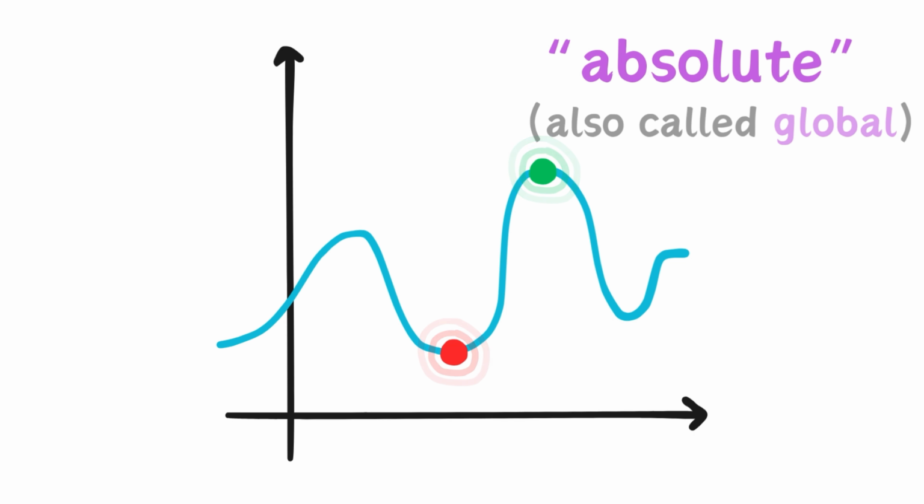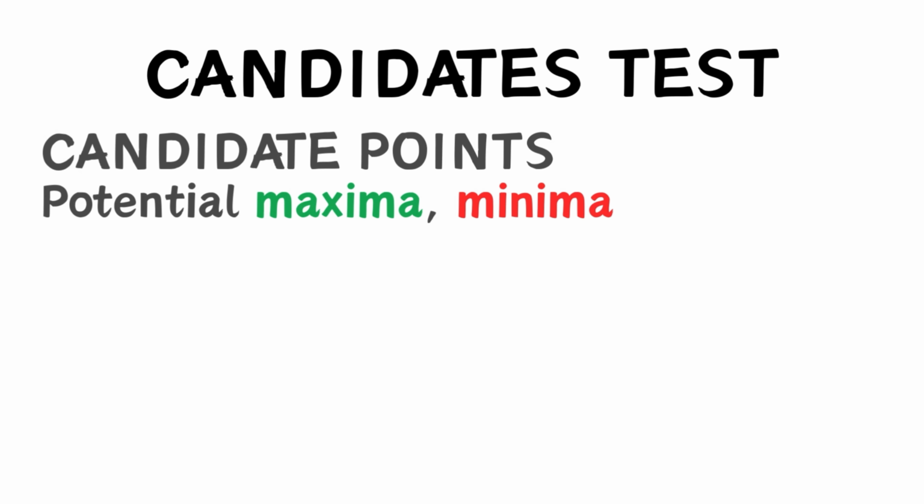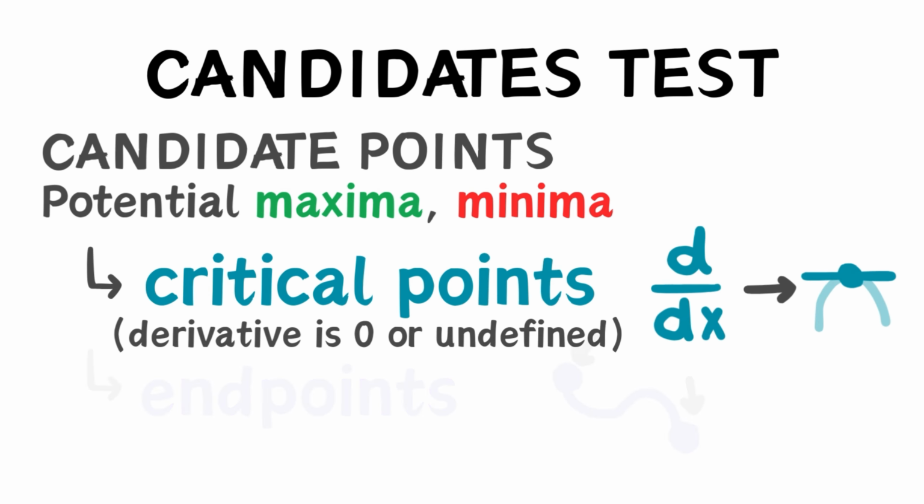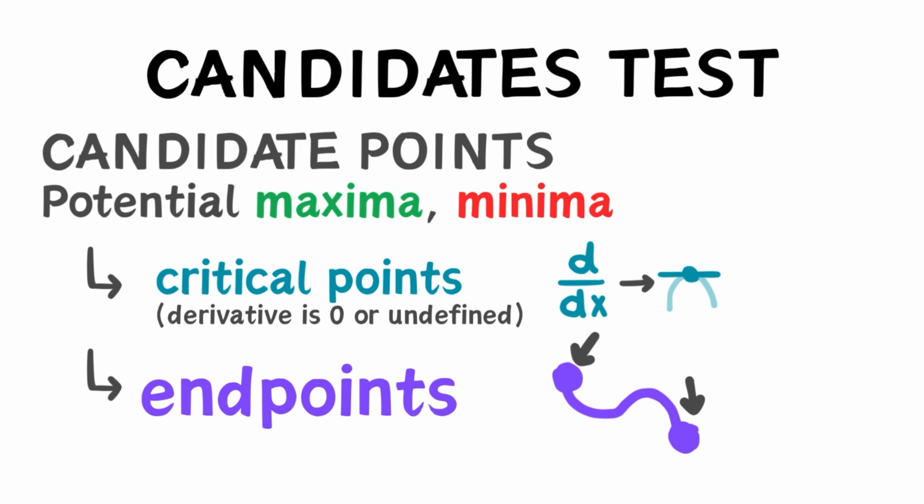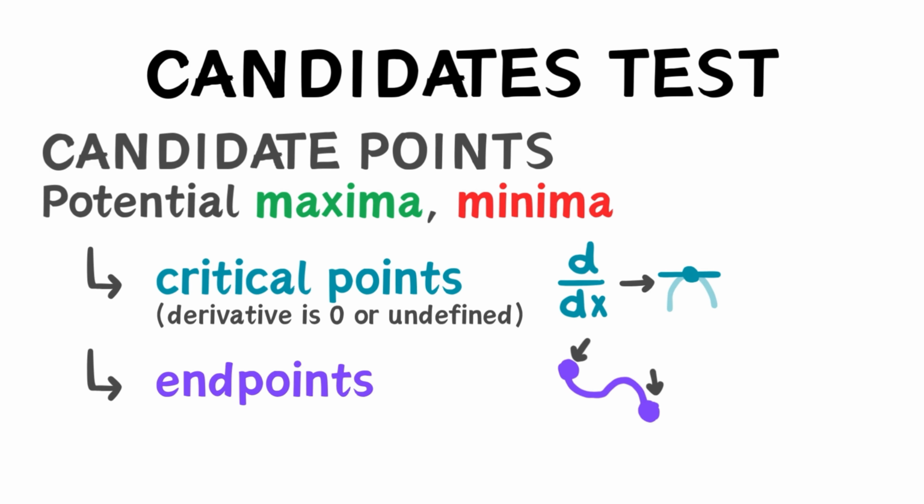And to find them, we begin with the candidates test. This simply means we're looking for any point that is a potential maximum or minimum, or a candidate point. This includes all critical points and endpoints if we're dealing with an interval. Once we find the candidate points, we need to find the function values for those points. This will tell us the absolute extrema if they exist.